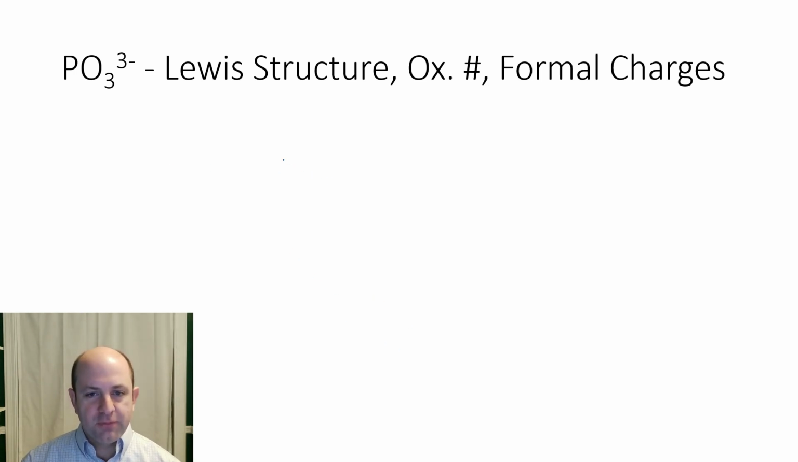All right, so for this one, we have the phosphite ion, PO3 minus 3. So phosphorus in the middle. We'll have our 3 oxygens surrounding it. There's step 1. Step 2, give the oxygens an octet.